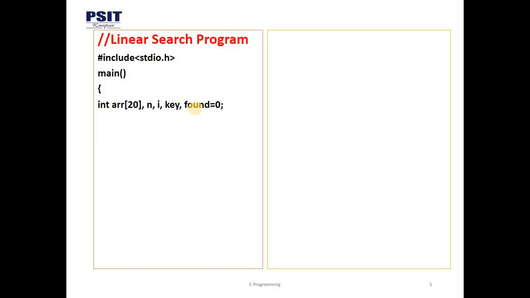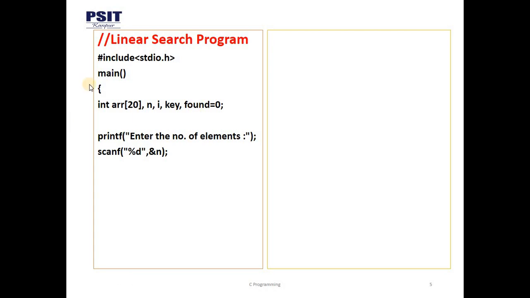If we get the element in the given array, then the found value will be reset to 1, and if we search the whole array but did not find that element, then the found value will still be 0. So it shows that the element does not exist. Okay, let's start further.